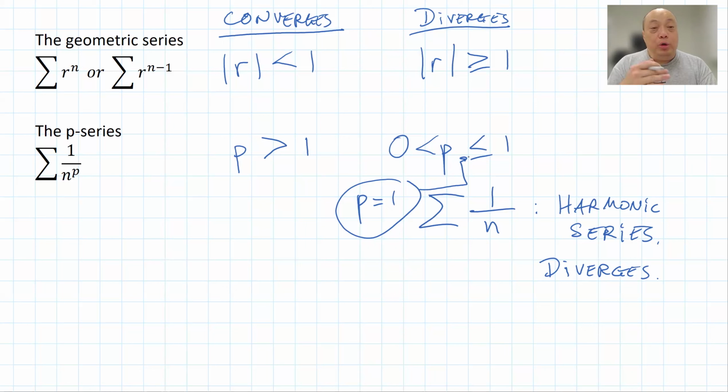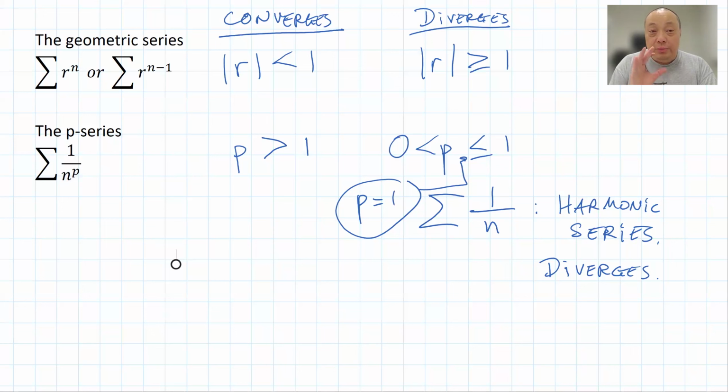Now, I've seen people getting confused between the geometric series and the p series, and here's the difference. The difference is where n is. If n is in the exponent of the power, it's a geometric series. If n is in the base of the power, it's a p series. So that's the major difference between the two.